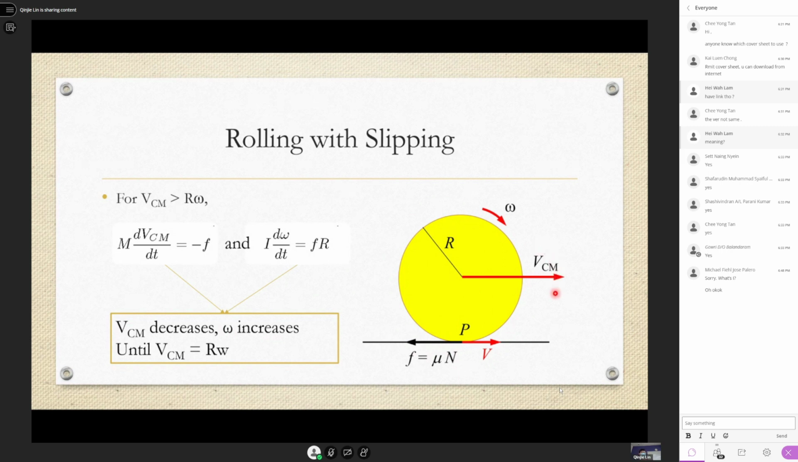V_CM will start to decrease. That means the ball will slow down translationally, but it will start to spin faster and faster until V equals R omega. So it slows down, but it spins more and more until this condition is met. When V_CM equals R omega, that means it's rolling without slipping. You realize this F will disappear. There will not be this force anymore. That's why it will stop rolling faster. This part everyone can understand.